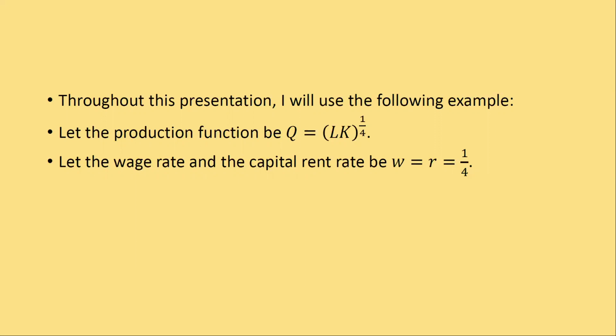So we are going to consider a production function that is Q equals L times K to the power of a quarter. And we are going to assume that the wage rate and the capital rental rate are the same, both are 1/4. I'm choosing those numbers to be the same only to make the math simpler. They don't carry any specific meanings.